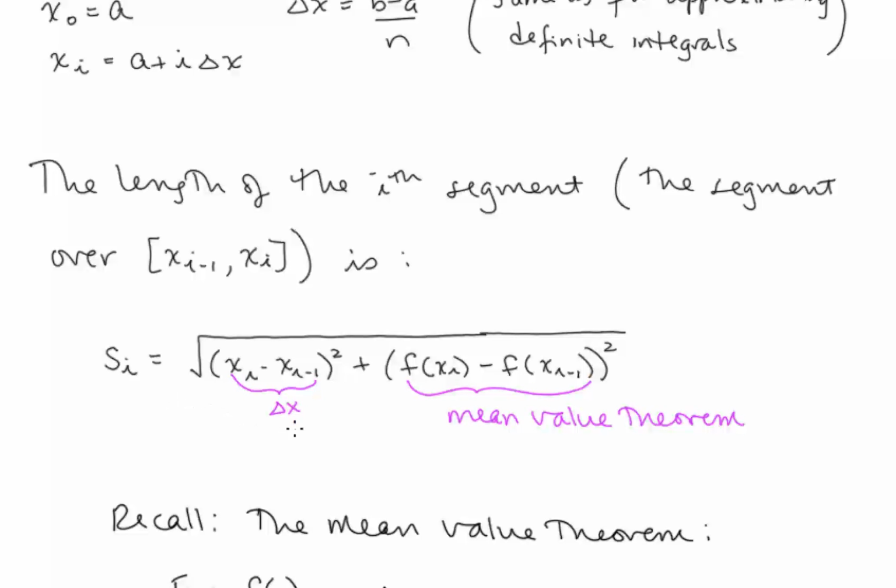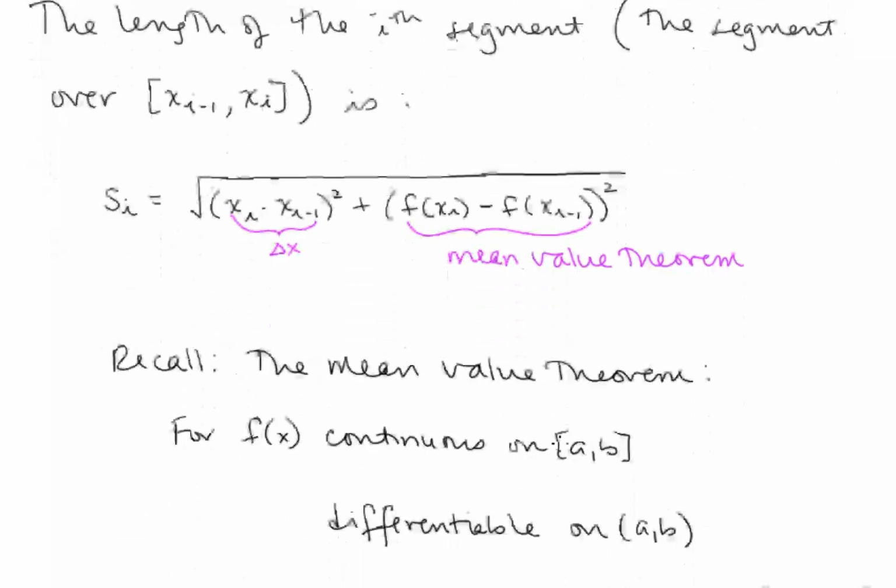Now let's do a little math on this so that we can simplify it. Notice xi minus x_(i-1) is the width of a subinterval. So this is delta x. And here we want to use the mean value theorem to replace the f of xi minus f of x_(i-1) with an expression that's going to be more convenient for us to move forward with our computation.